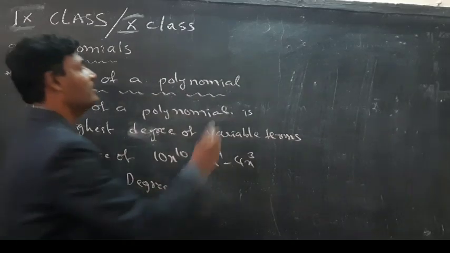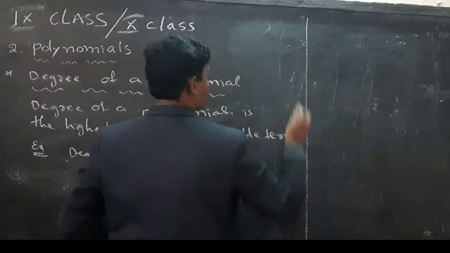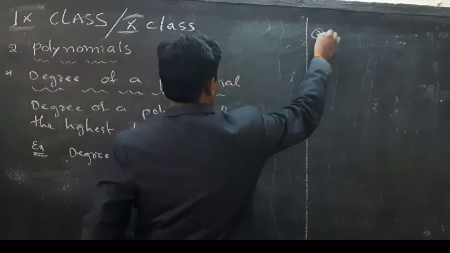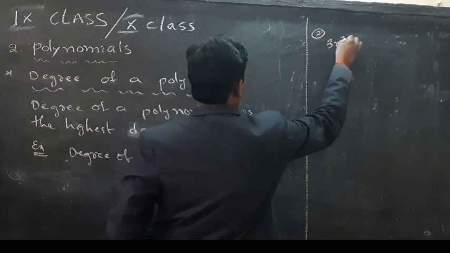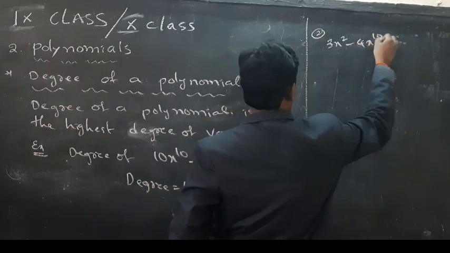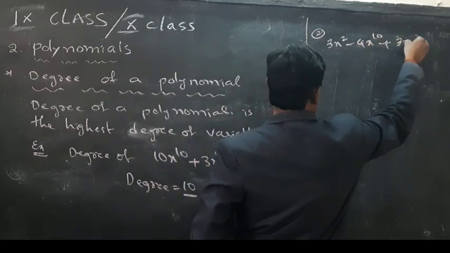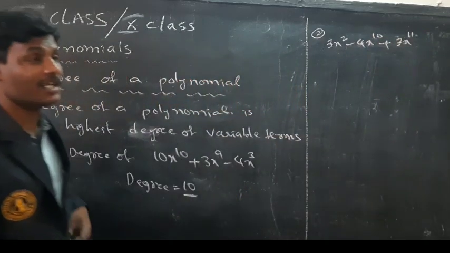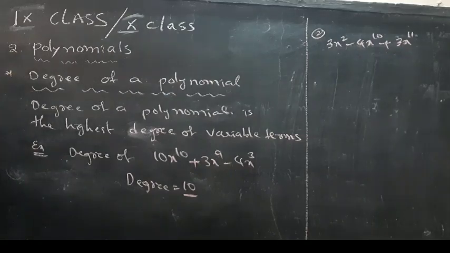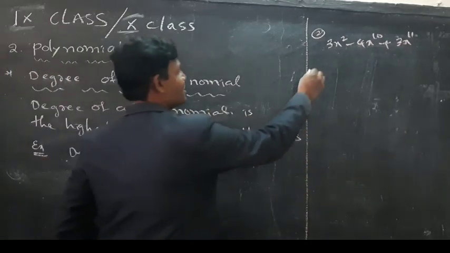Degree is equal to 10. Let us take more examples. Some more examples. Example 2: 3x cubed minus 4x power 10 plus 3x power 11. Here, what is the highest power? 11 is the highest power. So the degree of this one is 11.